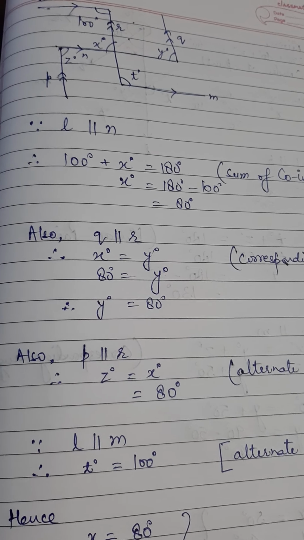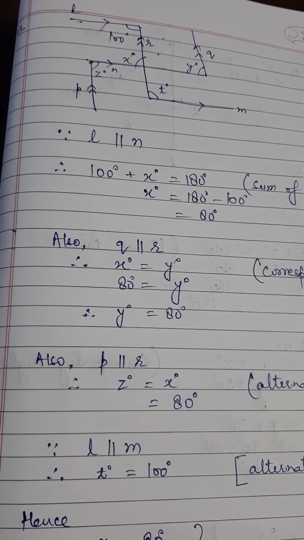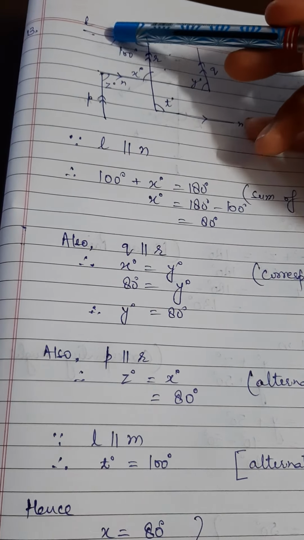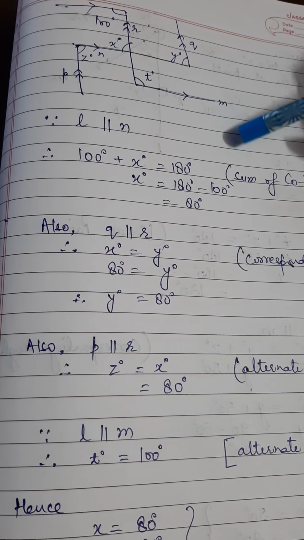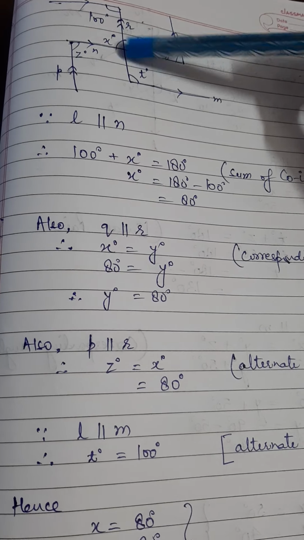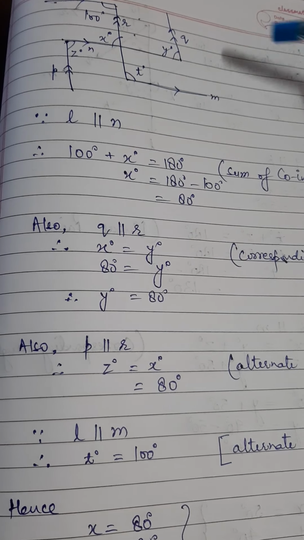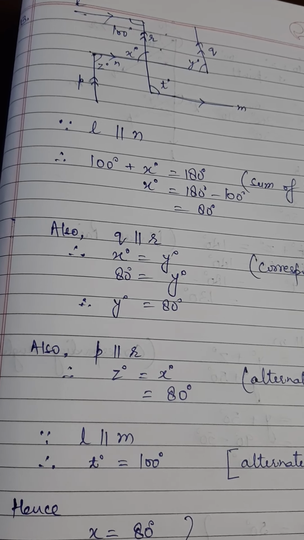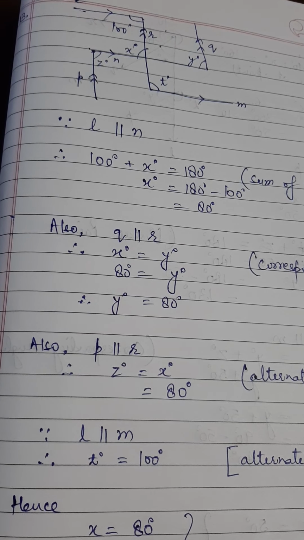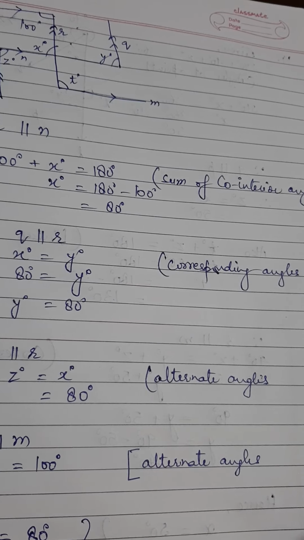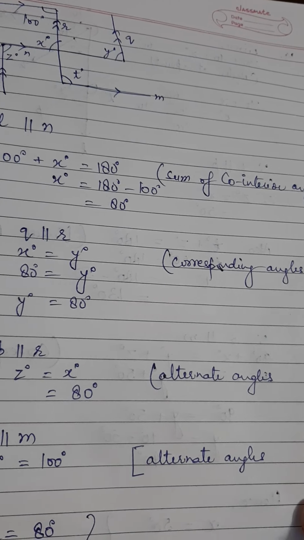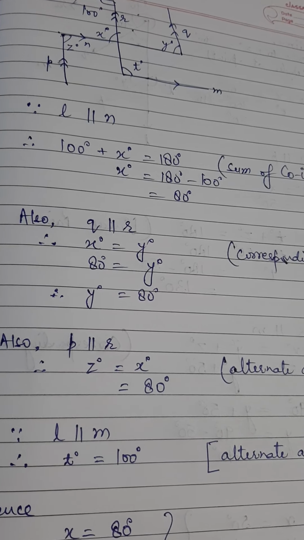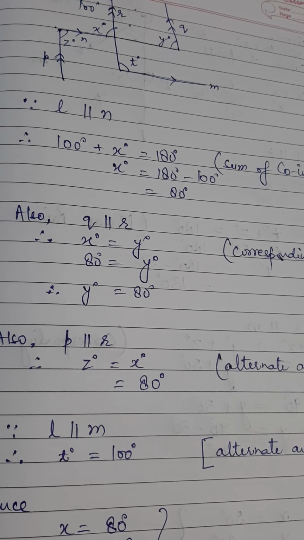So as given that L is parallel to N, this line L is parallel to N, means this line, right? So here 100 and X both are co-interior angles. So the sum of these two is 180, and the reason is sum of co-interior angles. So we get X is equals to 180 minus 100, that is 80.